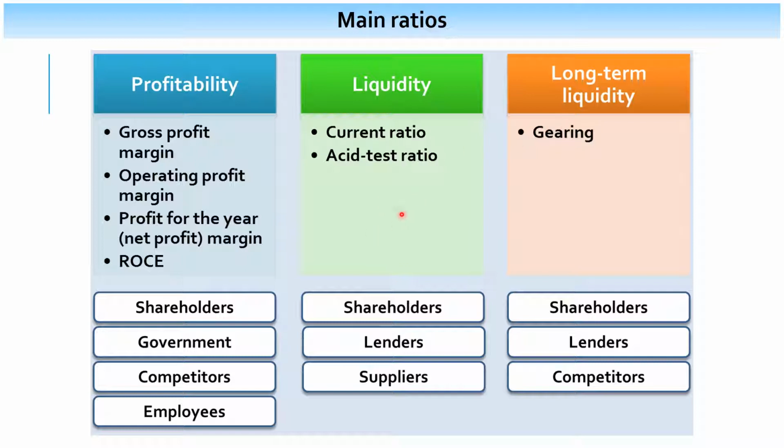Now, who would be interested in these ratios? Well, shareholders will be interested in profitability, and the government, and competitors, and employees. In terms of liquidity, we're thinking in particular suppliers, creditors to the business, lenders, but also the shareholders to see if the business will continue to exist. In terms of long-term liquidity, who would be interested in this? Again, shareholders, lenders, and maybe also competitors would be interested in looking at long-term liquidity in the gearing ratio. So different stakeholders will be interested in analysing the financial performance of the business in different ways.